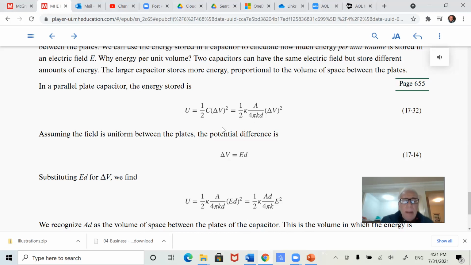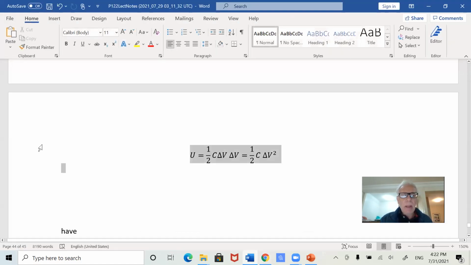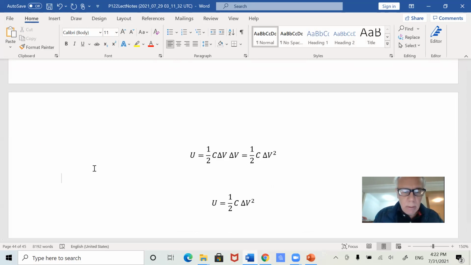So what are you doing? Let's do that in my notes. I'll do that in the notes for you, although it's going to be exactly the same that we see here. We have this equation. Electric potential. Capacitance of a parallel plate capacitor. Energy stored in a parallel plate capacitor.